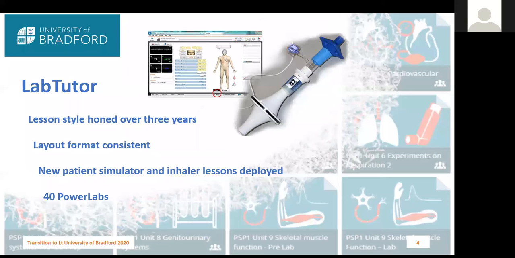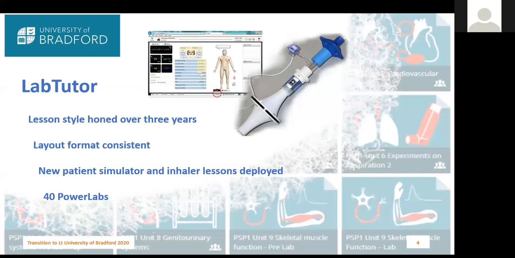So as for LabTutor, we sort of learnt our trade for LT in LabTutor. So all those experiences from LabTutor are really applicable to LT Career Cloud, because we're sort of delivering the same sort of teaching. So we have around 40 PowerLabs in life sciences.